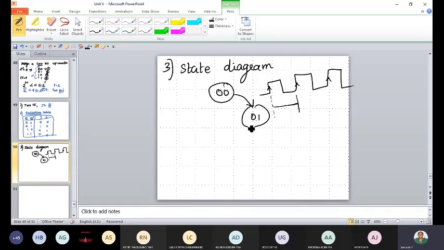So from 00, 01, how many states? 10 and 11. So 00, 01, 10, 11 and back to 00. This is how your cycle will continue. This is the state diagram for the given circuit.